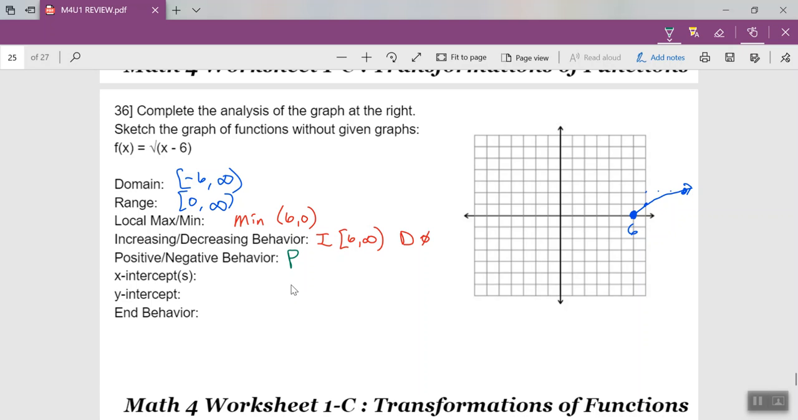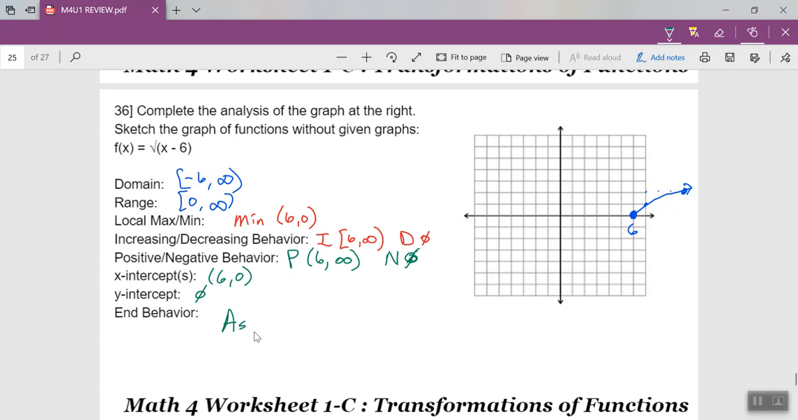Oh, be careful here. Except for 6. Where x is 6, that particular point is on the axis. That means y is 0. So this is going to be parentheses 6 going up forever, and the negatives have nothing. But be careful that 6 does not get a bracket here, because it's not positive there. All right, X-intercept is 6, 0. Y-intercept is nothing.